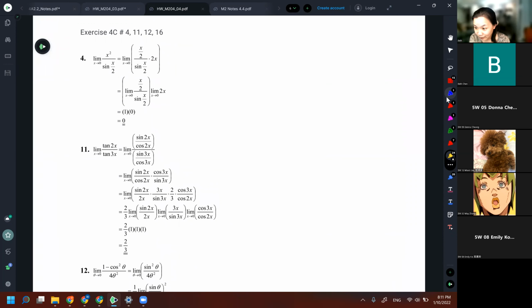And also, when you are evaluating, trying to figure out what the limit is, you should know that when you take the limit, you take the limit of every part of that function. You do not just take the limit of some of the parts. What do I mean by that? Let's take question 4, for example. In the other questions, you may do the same thing.